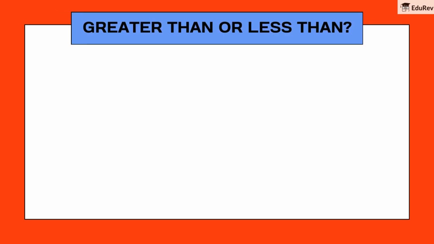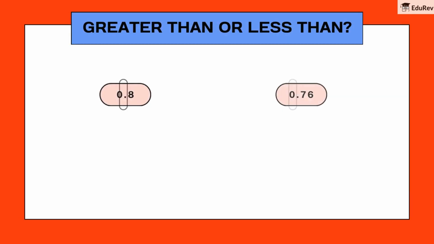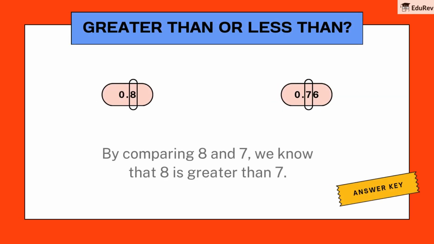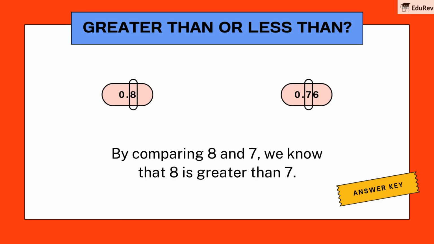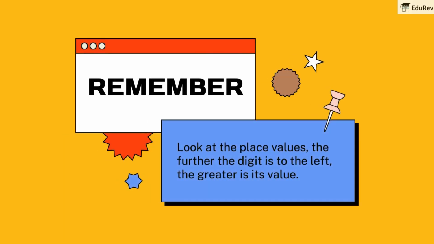Next, let's compare decimals again. Is 0.8 greater than or less than 0.76? By comparing the digits, we see that 8 is greater than 7, so 0.8 is greater than 0.76. Remember, always look at the place values. The further the digit is to the left, the greater its value.